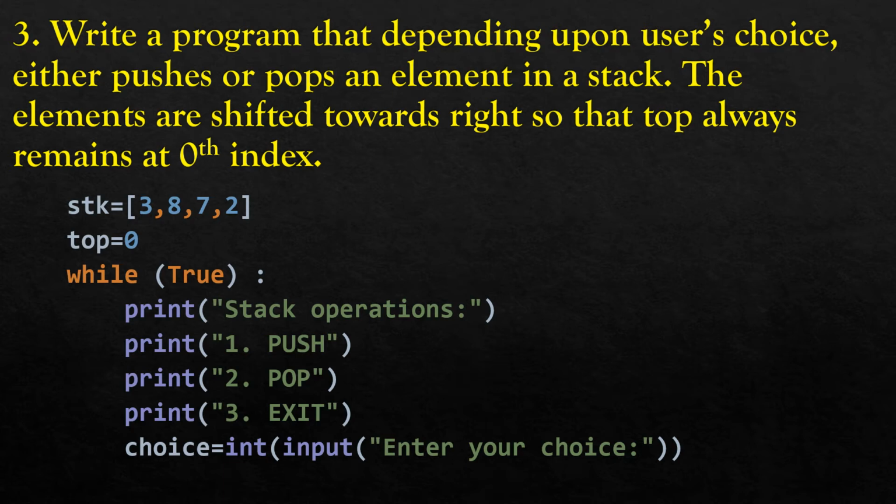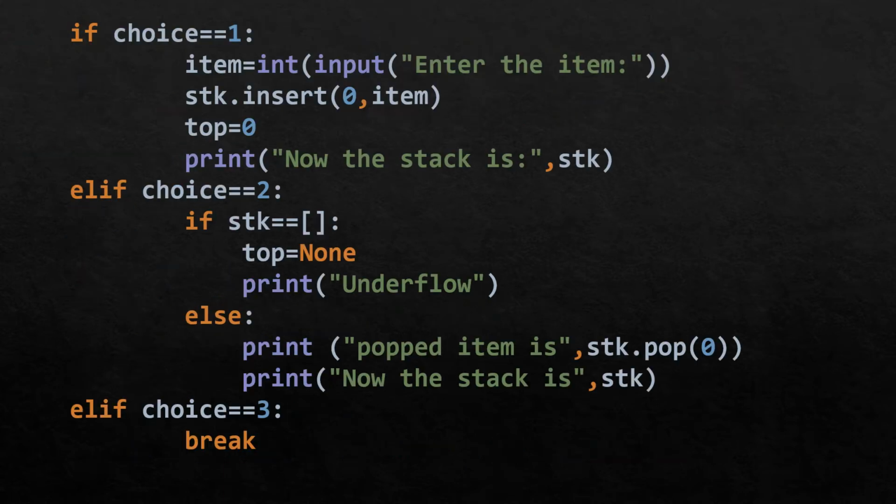Now we have to create a list of menus within a while condition. While true, it will print some stack operations like push, pop, and exit. And choice is a variable which will store the choice entered by the user. Now here, since the top has to be at the 0th position, for pushing an element into the stack we have used a function called insert. And here we have inserted the item entered by the user at the 0th position. So we have taken two parameters, 0 and item, in the insert function.